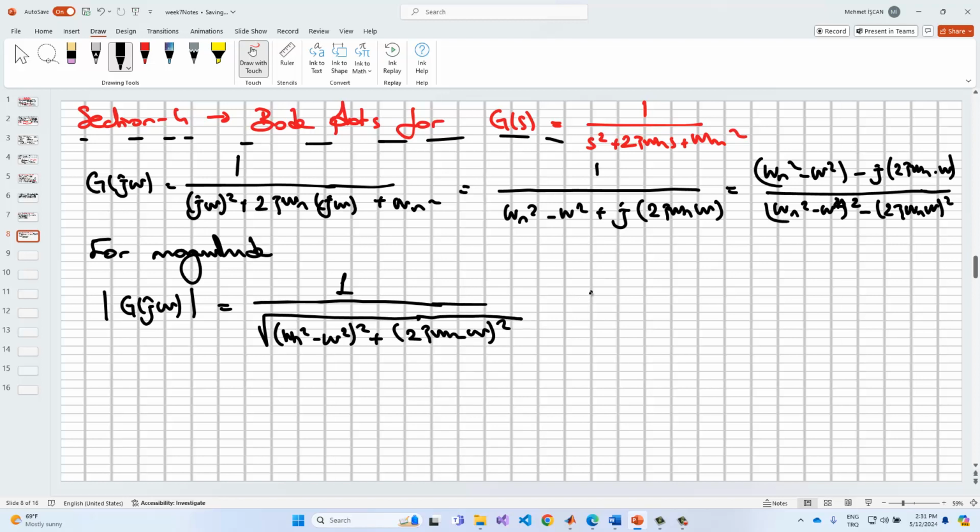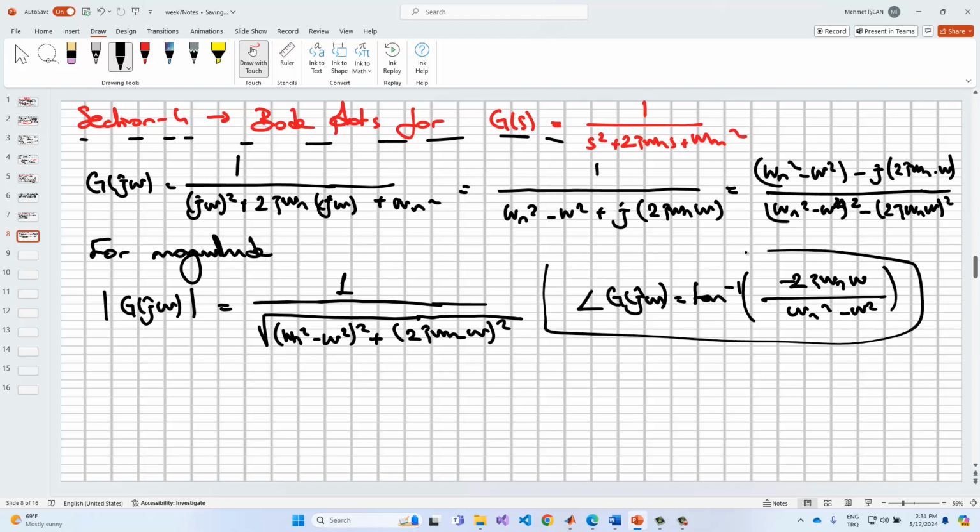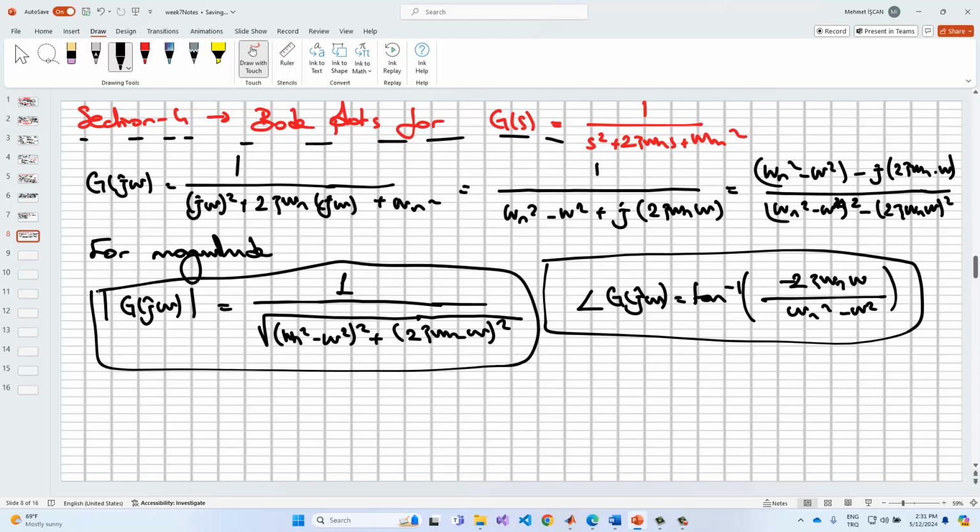Okay, and so the phase of the G(jω) is equal to arctan of minus 2 zeta omega n omega divided by omega n squared minus omega squared. Okay, this is how we can calculate the terms in the magnitude and the angle forms.